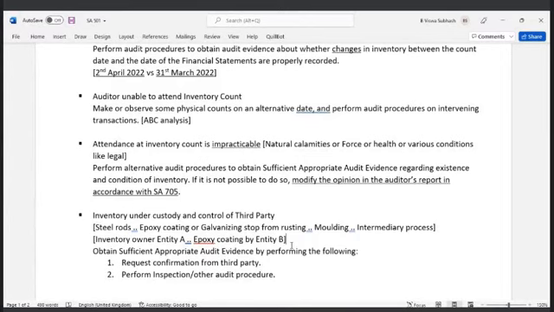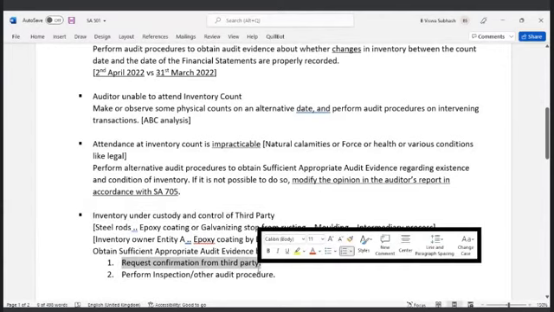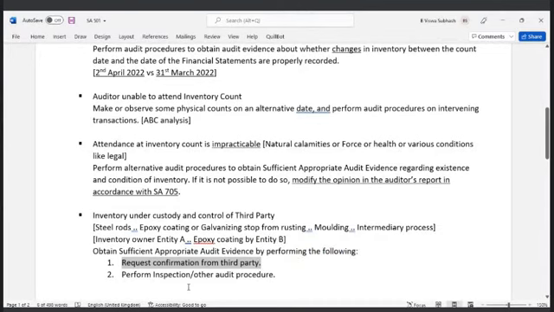But in other areas, when you are not practically able to do that, you need to do the reporting also. For inventory under the custody and control of a third party, you request confirmation from the third party that the inventory is actually there with them. You ask them how much inventory is there with you, how much is under production, how much is completed, what is the quantity exactly with you.